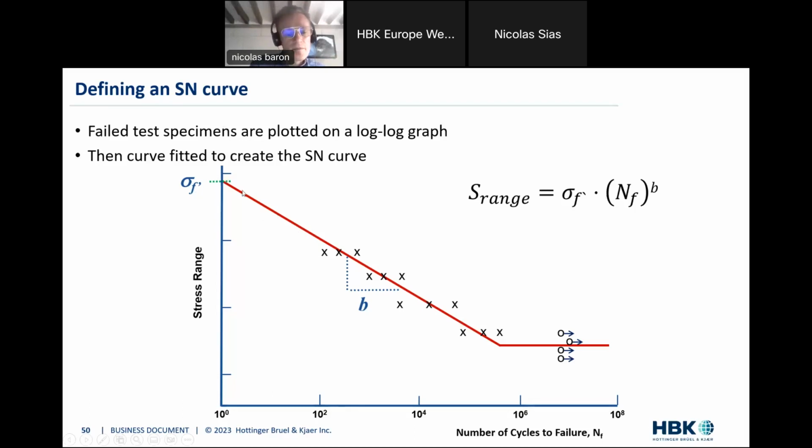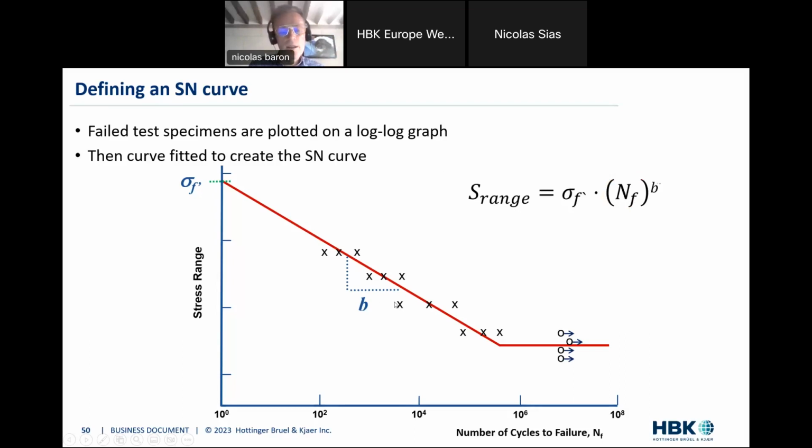Once you've done this fitting curve, the red line we see here, you're able to express that in terms of a straight line equation, and that's the so-called SN equation. So it relates the stress range, for each cycle there is a stress range, to the number of cycles before reaching fracture, before failing your component. And these two, the stress range and the number of cycles to failure, are related through two parameters, this sigma f prime here and this little exponent, this b parameter here.